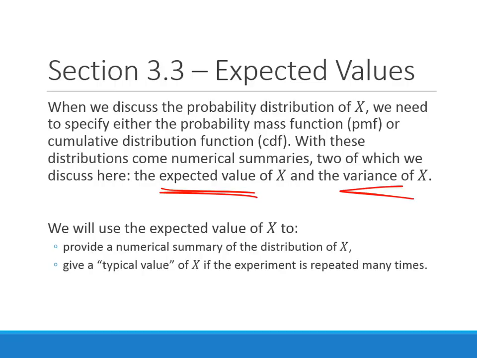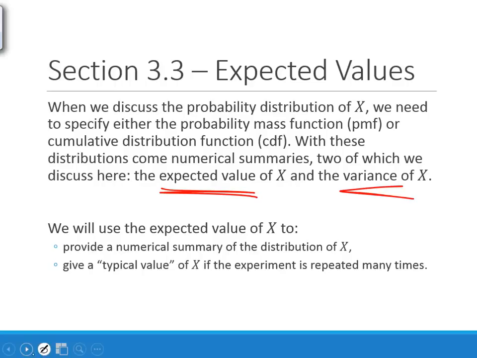So what the expected value is, conceptually, is a numerical summary of this distribution. We'll look more at that. But intuitively, it gives you what you could think about as a typical value of that random variable. So if you repeated your experiment many, many times, this would tell you what you could expect to get.